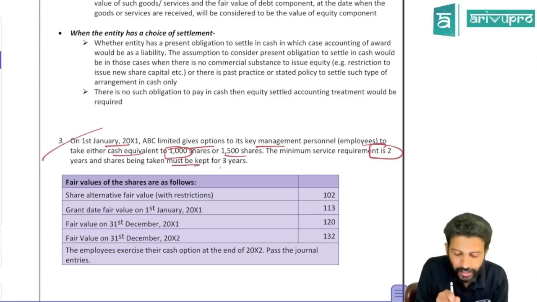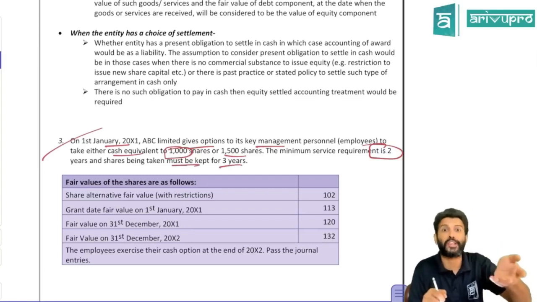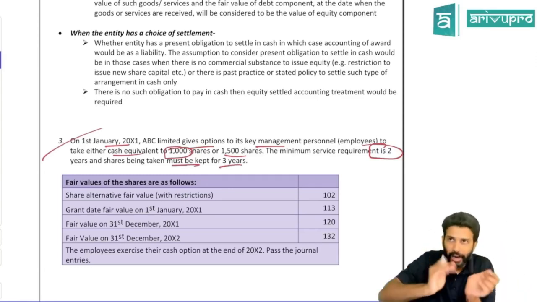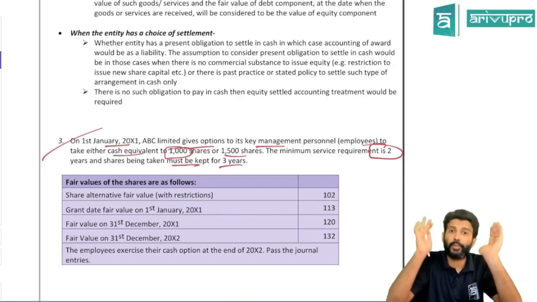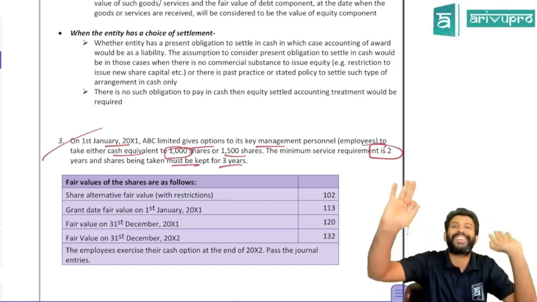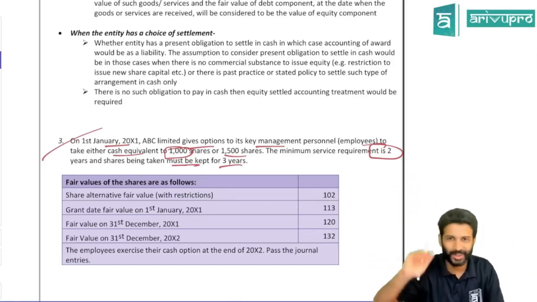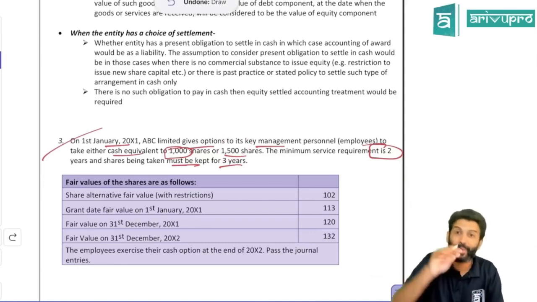And shares being taken must be kept for 3 years. There is an additional condition also. After 2 years, employees are eligible to buy the shares. But after buying, they have to hold them for 3 years. They cannot sell them for 3 years. So there is a holding restriction also. That's probably the reason why you're giving some extra shares to them.